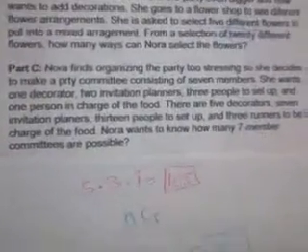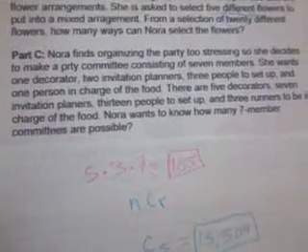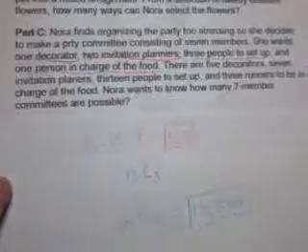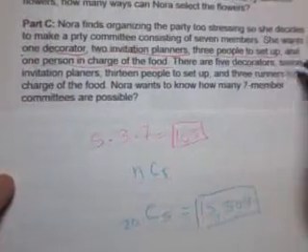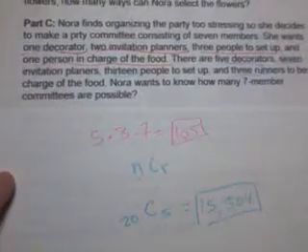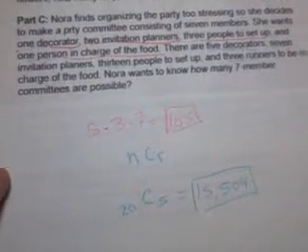Part C says, Nora finds organizing the party too stressful, so she decides to make a party committee consisting of 7 members. She wants 1 decorator, 2 invitation planners, 3 people to set up, and 1 person in charge of the food. There are 5 decorators, 7 invitation planners, 13 people to set up, and 3 runners to be in charge of the food. Nora wants to know how many 7-member committees are possible.